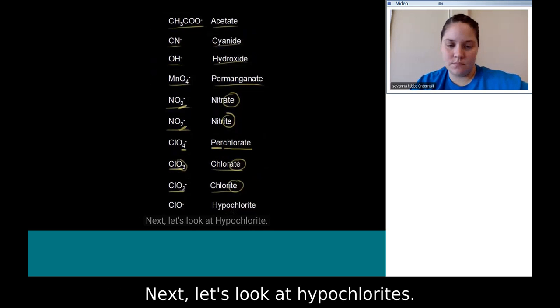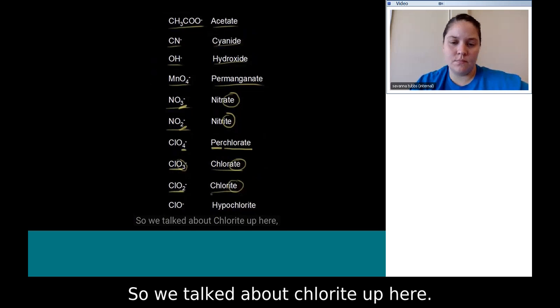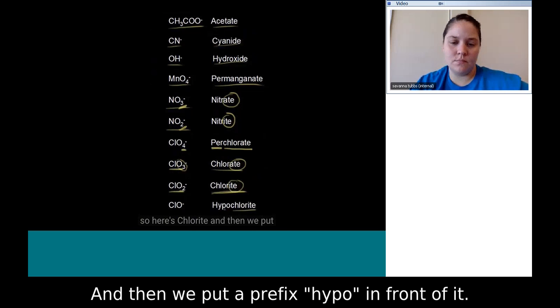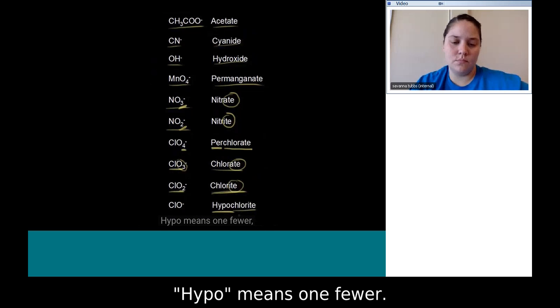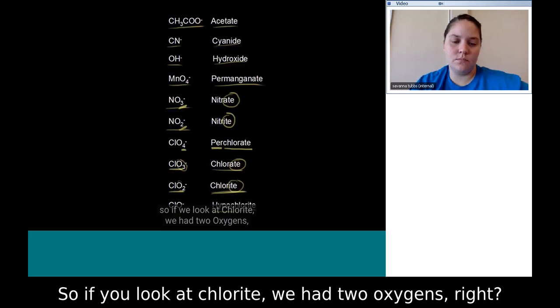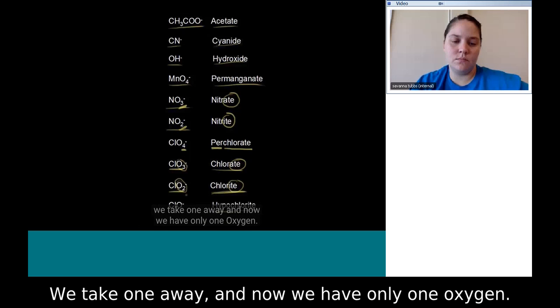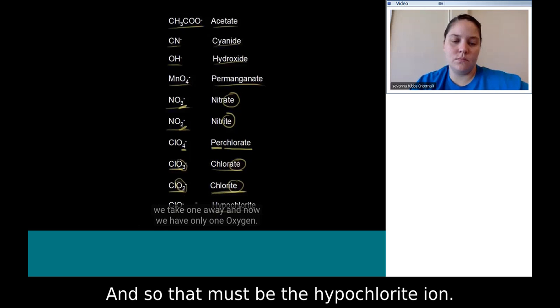Next, let's look at hypochlorite. So we talked about chlorite up here. So here's chlorite, and then we put a prefix hypo in front of it. Hypo means 1 fewer. So if we look at chlorite, we had 2 oxygens, right? We take 1 away, and now we have only 1 oxygen. So that must be the hypochlorite ion.